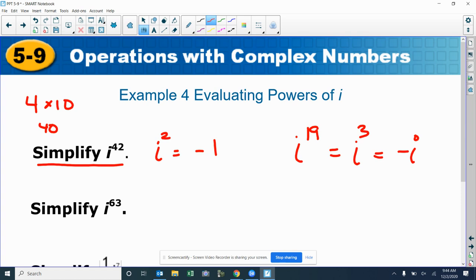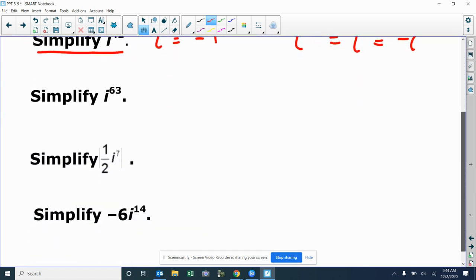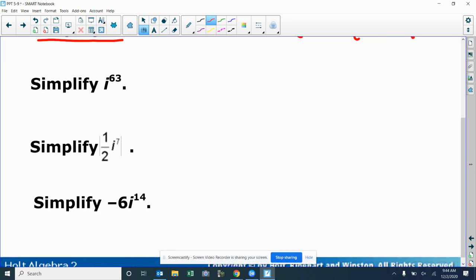Making sense? All right, i to the 63rd. See how far you can get with that one. Then go ahead, 1/2 i to the 7th. So we're going to be simplifying these, okay? We have i to some power, and we're going to simplify.